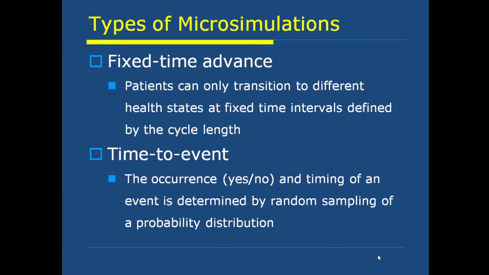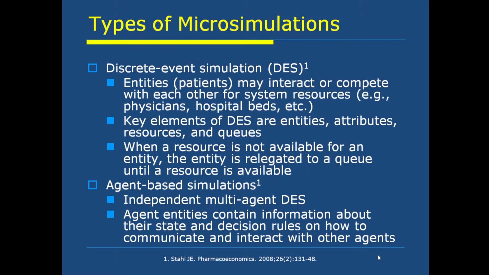Types of microsimulations. There are many different types of microsimulations, and some of them are shown on this slide. Fixed time advance: patients can only transition to different health states at fixed time intervals defined by the cycle length. The next type of microsimulation is time to event. The occurrence and timing of an event is determined by random sampling of a probability distribution.